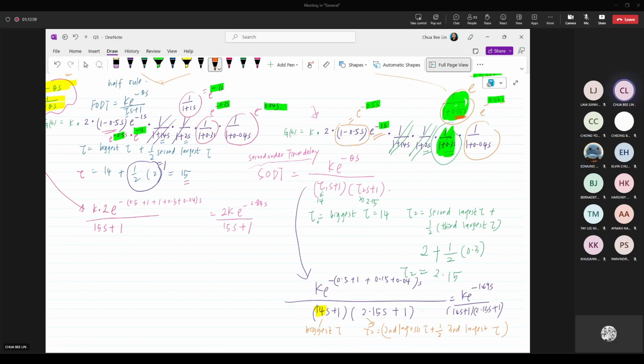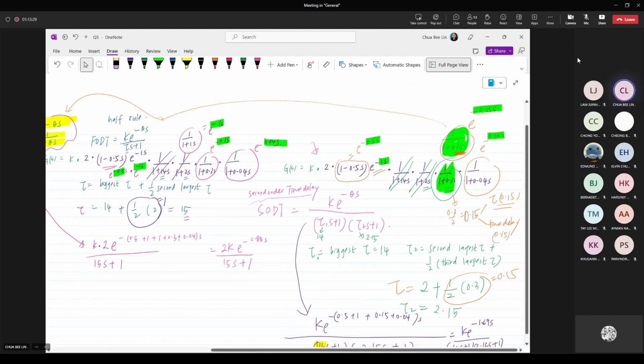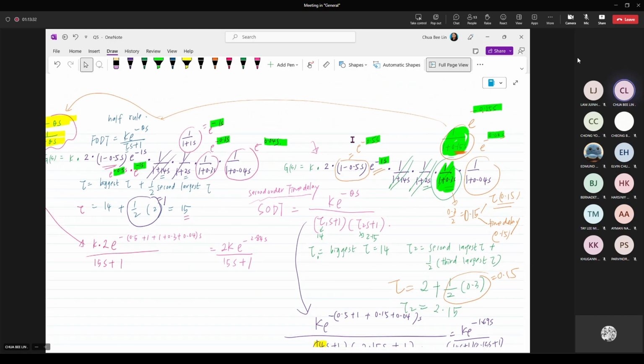So 0.3, the half is 0.15. To make it clear, maybe you can just put 0.3 divided by 2 is 0.15. So 0.15 contributes to the tau, then contributes to the time delay. So you have 0.15 here and 0.15 here. The 0.15 contributes to your tau, and 0.15 contributes to your time delay, which is this one.